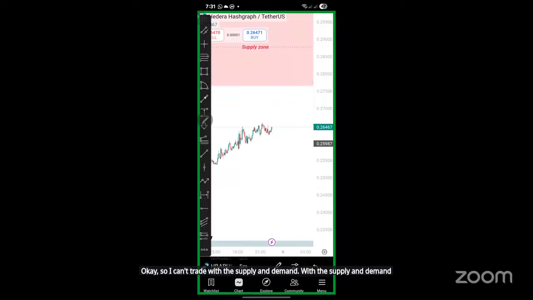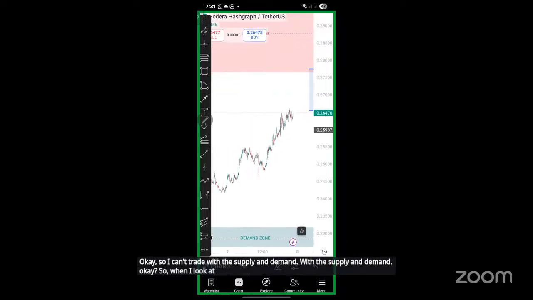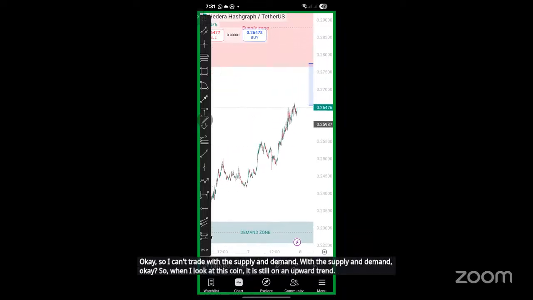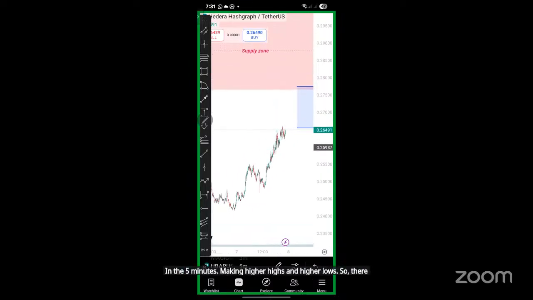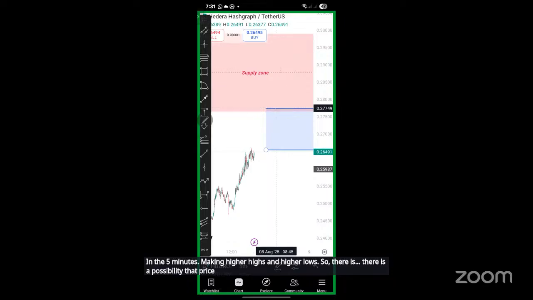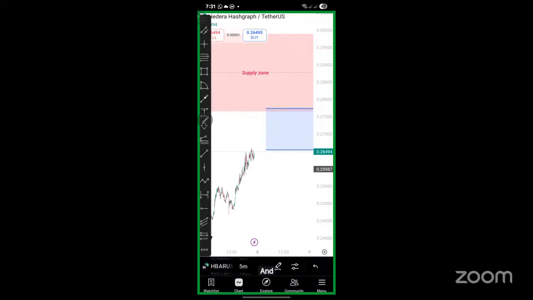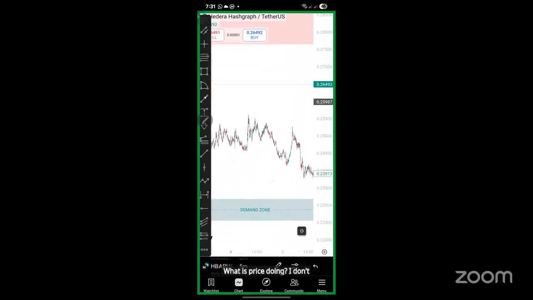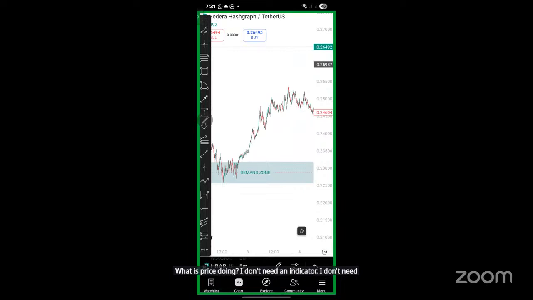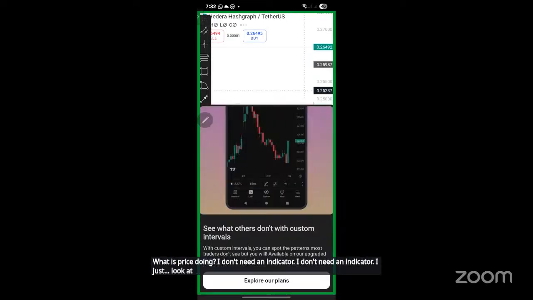When I look at this coin, it is still on an upward trend in the 5 minutes, making higher highs and higher lows. So there is a possibility that price can tap the supply zone and give me some profit. You understand? That is price action. What is price doing? I don't need an indicator. I just look at the price action.